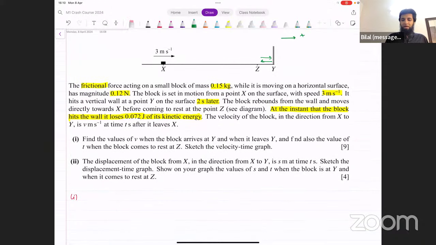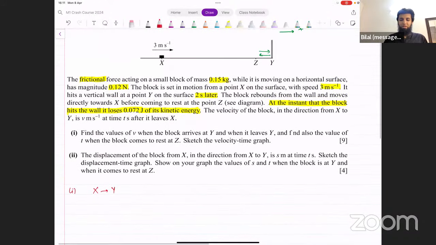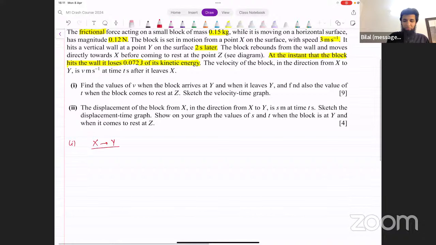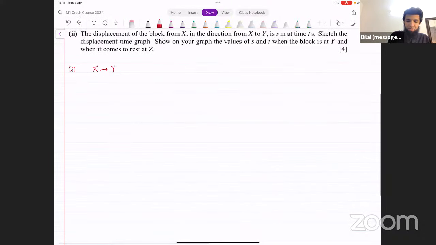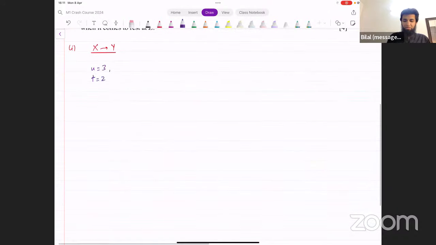Values of V when the block arrives at Y and when it leaves Y. So first of all, we are considering this part of the motion from X to Y. Let's see what happens when the block goes from X to Y. What do we know about this part of the motion? We know that the initial velocity from X to Y was 3 meters per second. So that's one piece of information that we have. Initial velocity is 3. And we know the time taken. It told us that it takes 2 seconds to hit the wall. So the time taken is 2 seconds.